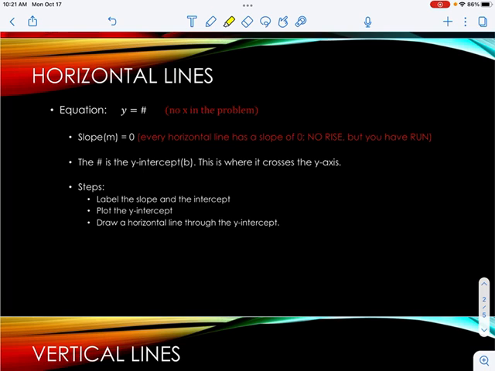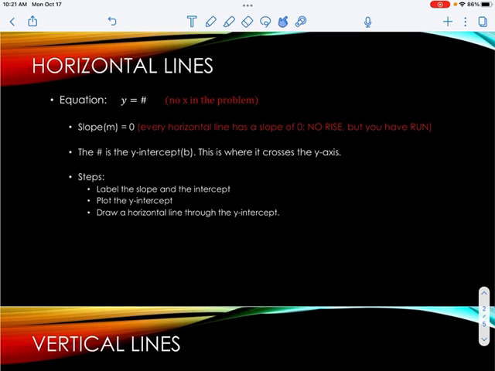So when we look at a horizontal line, it's always of the form y equals a number. There's no x in the problem anywhere. The slope is always 0 because we have no rise, but we do have run. And the y-intercept is the number that's given. So the steps to graphing it are simple. We just label the slope and the y-intercept. We plot the y-intercept, and then we draw a horizontal line through the y-intercept.